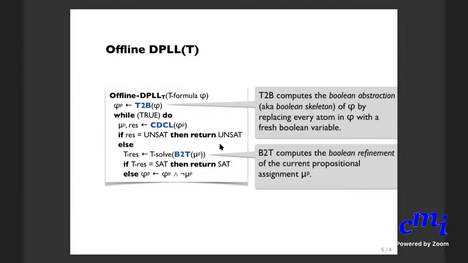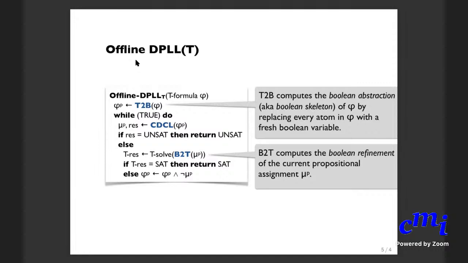As you can see, this integrates a Boolean SAT solver like CDCL with the theory solver, both as black boxes. There are better approaches, and that's why this is called offline. There are more optimized versions of this, where the two things are more closely integrated.